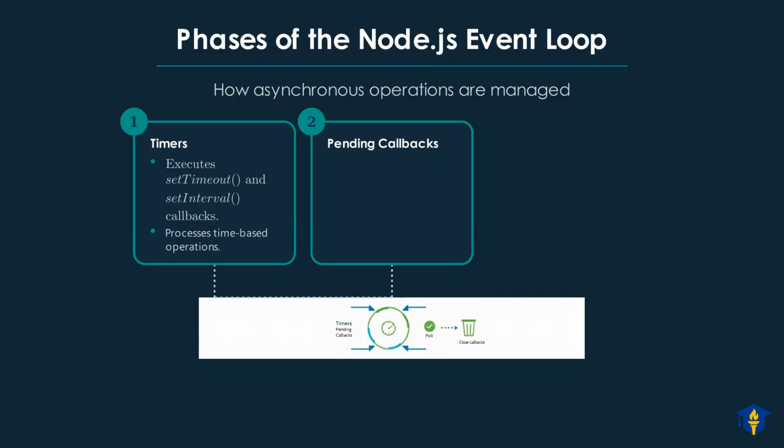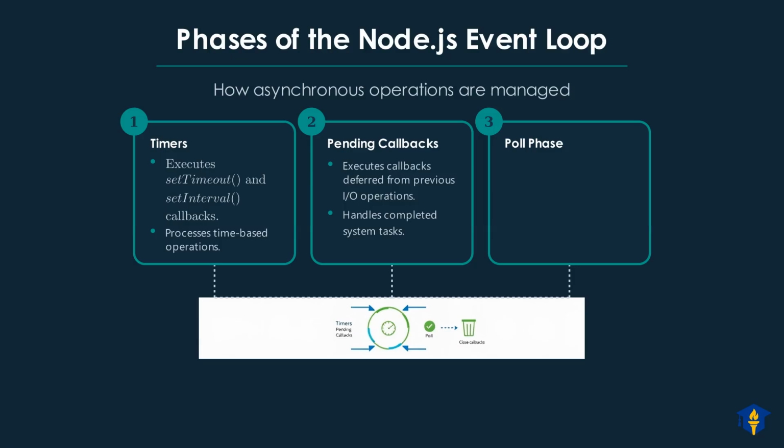Next, we have the pending callbacks phase, which handles certain deferred system operations. It executes callbacks that were deferred from earlier input-output operations, ensuring their completion. This phase primarily ensures that completed system tasks are processed and managed appropriately. Following that is the poll phase, a critical part of how Node.js interacts with the system. During the poll phase, Node.js actively fetches any new input-output events that are ready. It then processes all input-output related callbacks, such as those from file system or network operations.